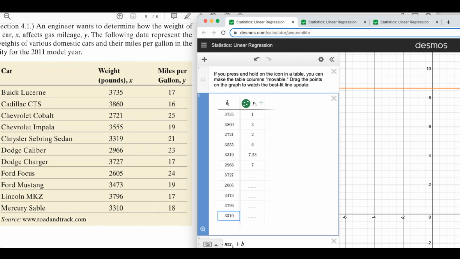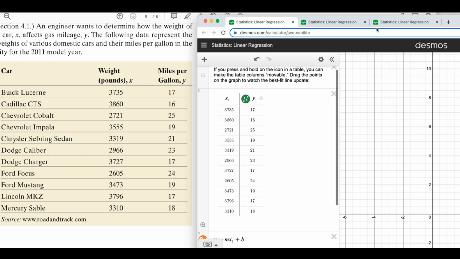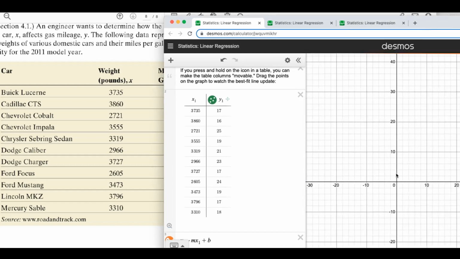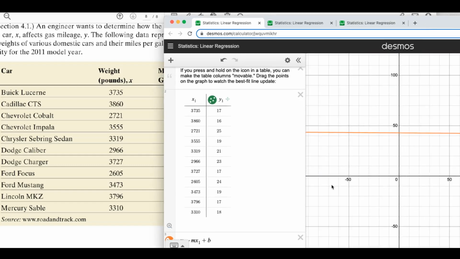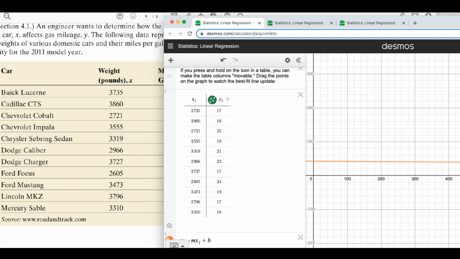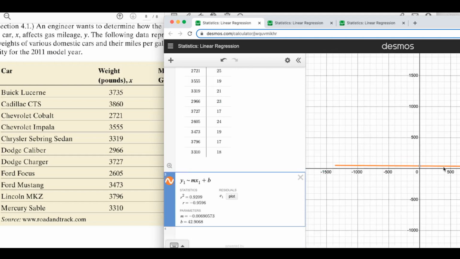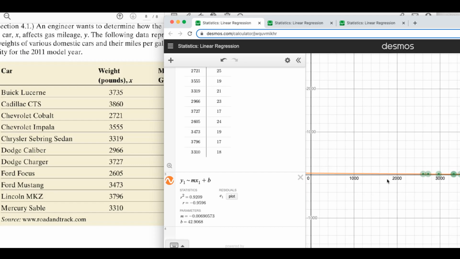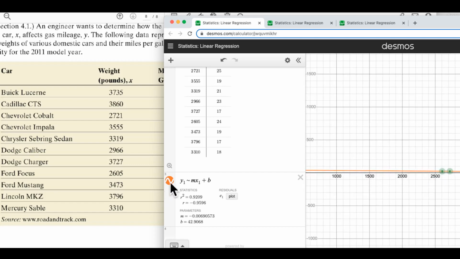Okay, so I typed all the x values. Then for y values, 17, 16, 25, 19. Like that, okay? And as you can see, you don't see anything here, right? Because the scale is different now. These x values are in thousands, like 2,000s, where the y's are very much smaller numbers, right? So if you go down here, you have to go all the way to 1,000, or you can just zoom out. Data are here.